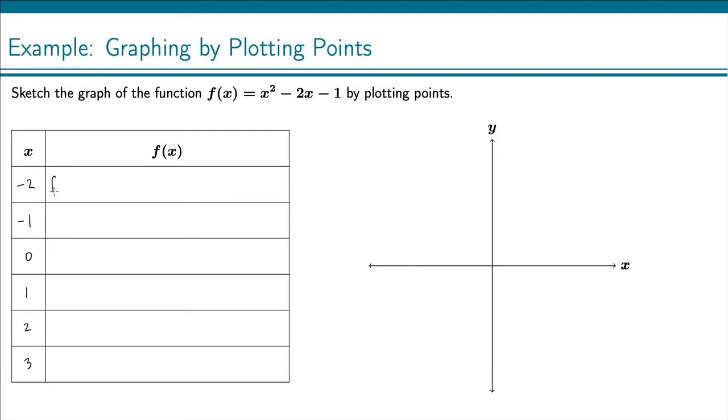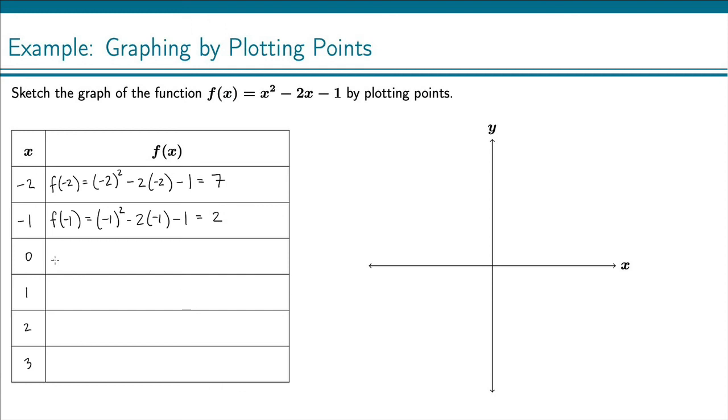So for negative 2, f of negative 2 is negative 2 squared minus 2 times negative 2 minus 1. And this is 4 plus 4 minus 1, which is 7. Negative 1, we have f of negative 1 equals negative 1 squared minus 2 times negative 1 minus 1. And this is 1 plus 2 minus 1, which is 2.